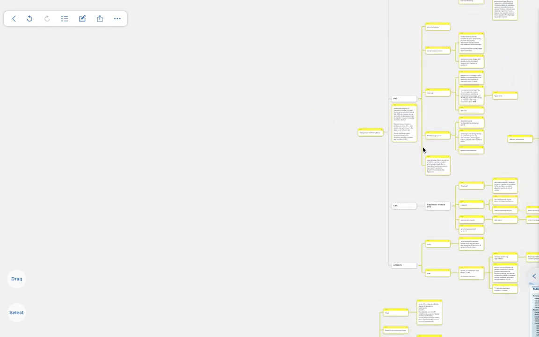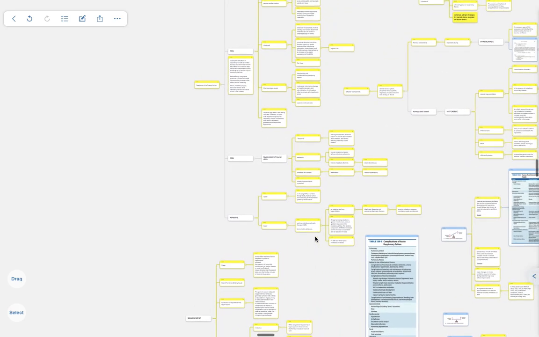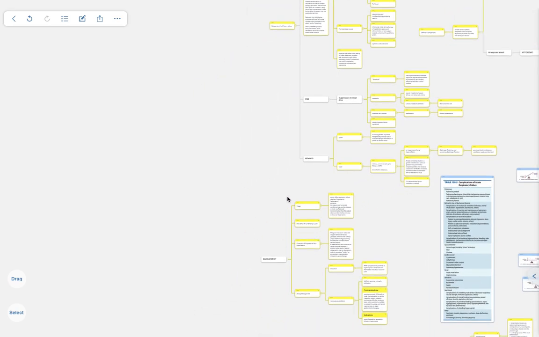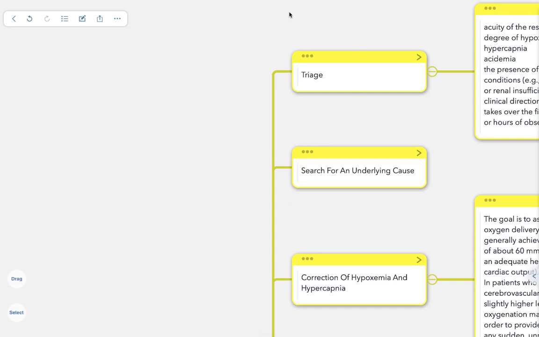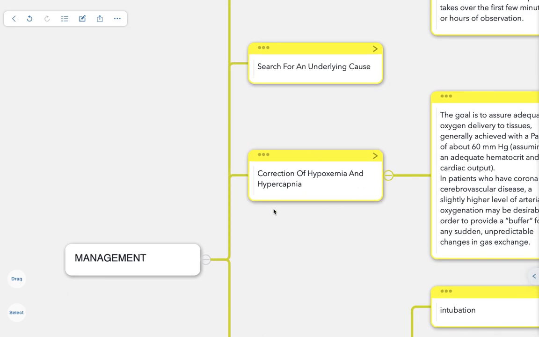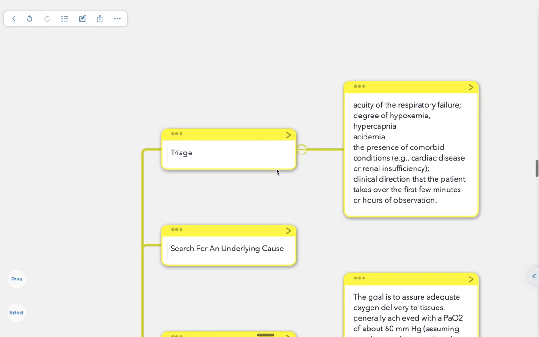Now, after reading this, let's come to the management part of these. So we've studied about this. Let's talk about then the management part. Now, the management part includes four important points. First of all, you have to triage as to where the patient should be managed, whether ICU or non-ICU. You should search for an underlying cause, correct hypoxia and hypercapnia, and manage the airway. So triage is very important.